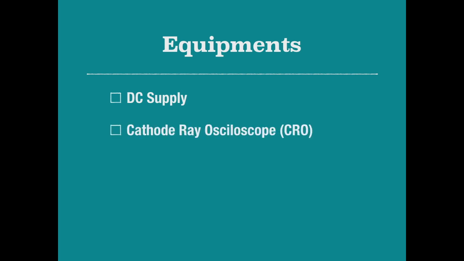Coming to the equipments part, the most commonly used equipments are listed here. We have DC supply, cathode ray oscilloscope or CRO, then we have function generator and multimeter.